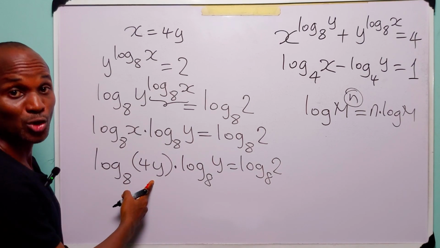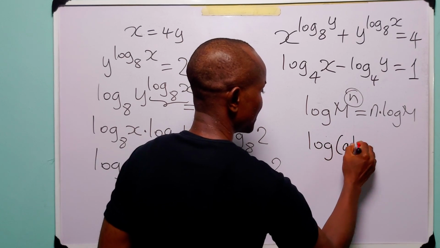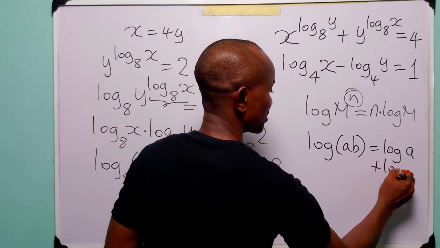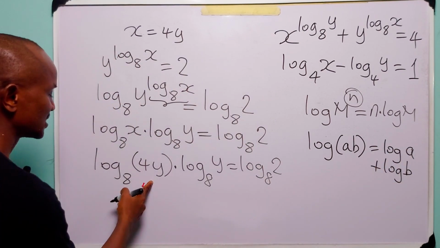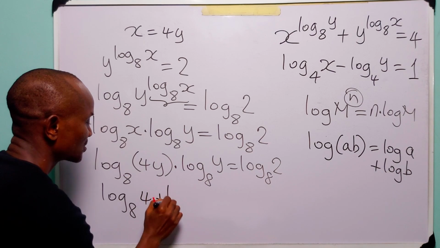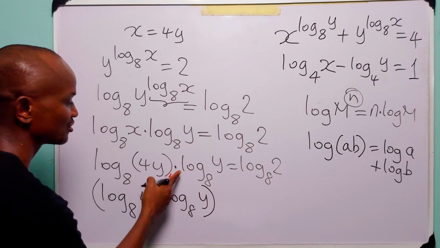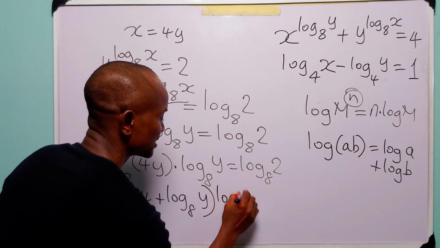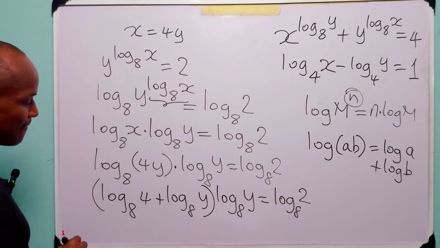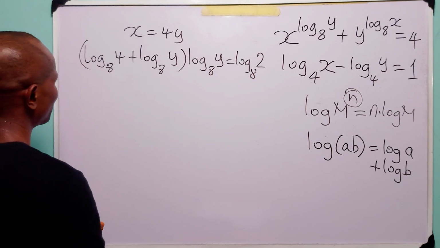And now let us remember the product law. That is the law that says that when we have log a times b, this is equal to log a plus log b. So this is equal to log to base 8 of 4 plus log to base 8 of y. And of course, everything is going to be multiplied by log to base 8 of y, and this is equal to log to base 8 of 2. Now let us simplify this equation. Here we have log to base 8 of 4.